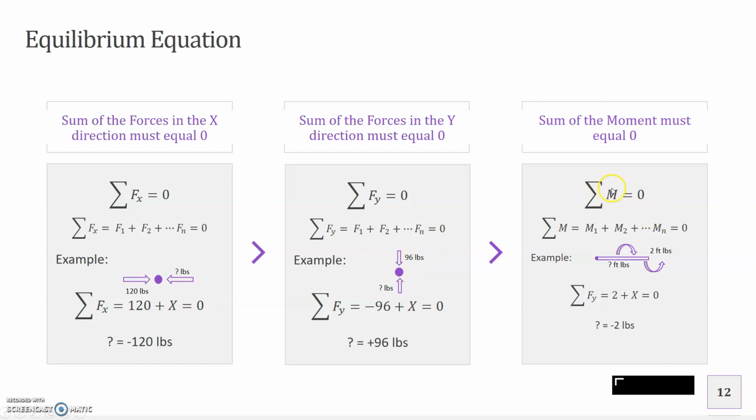Moments mean that the sums of the turning forces, the turning moments, the torques, have to equal each other. So if I have 2 foot-pounds going in the clockwise direction, I have to have 2 foot-pounds going in the counterclockwise direction. So I have a negative 2 foot-pounds.